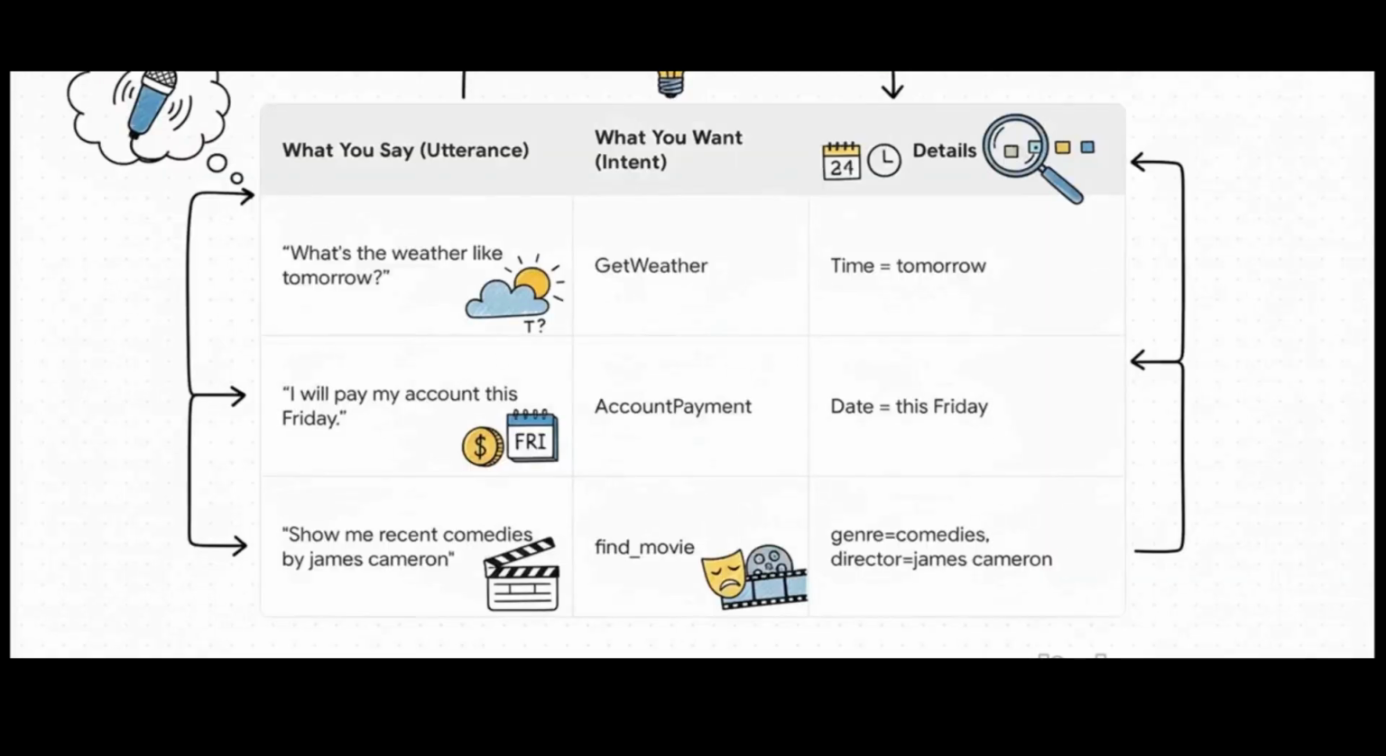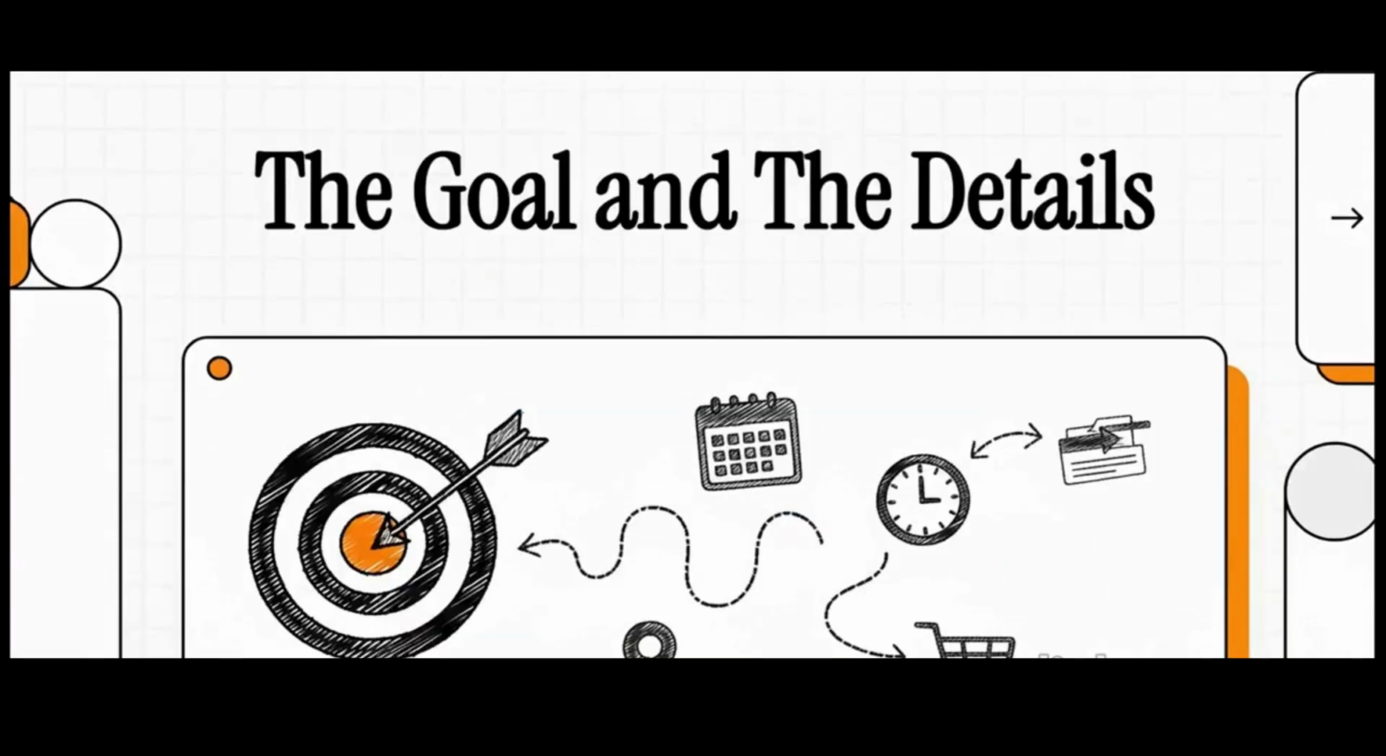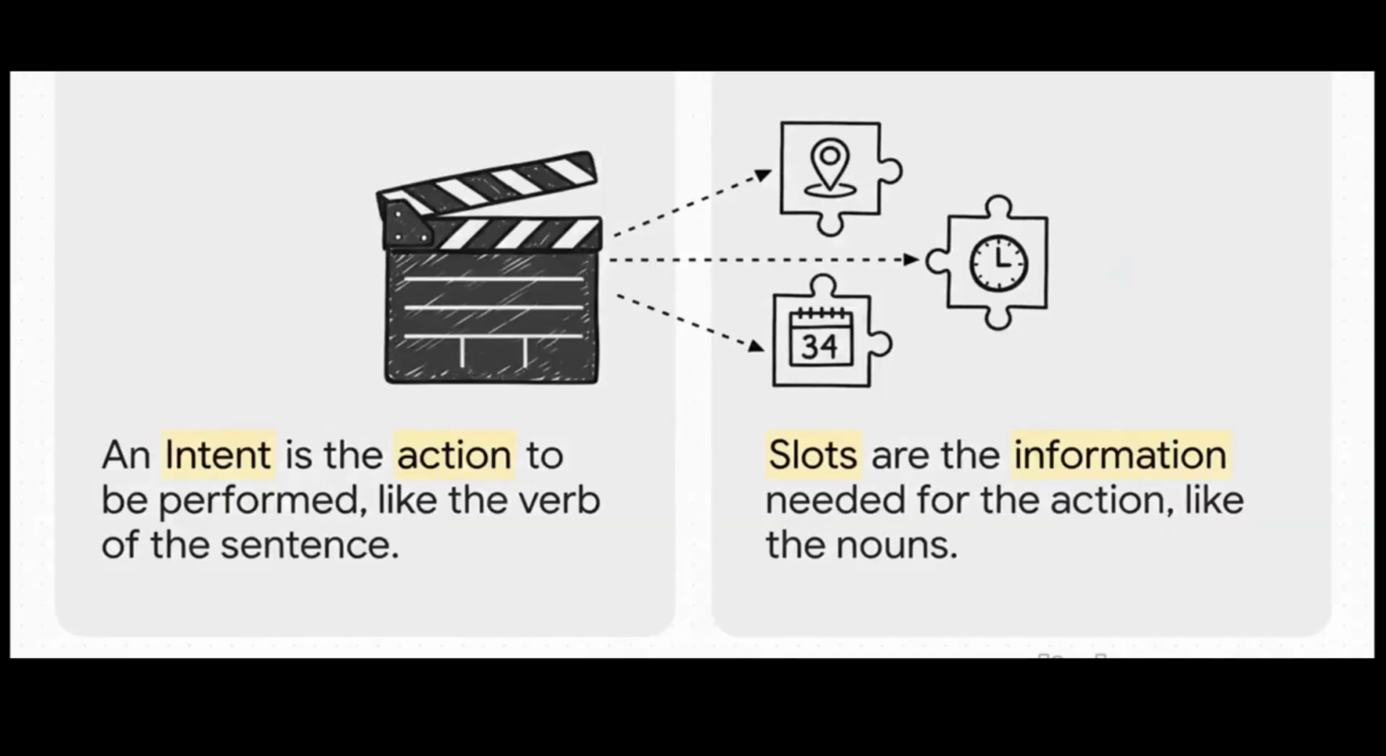And what's cool is how this model works for totally different requests, right? Check it out. Okay, the link between intents and slots, that's the most important part. Here's a helpful way to think about it. So think of the intent as the action, the verb, and the slots, they're the nouns, the info.